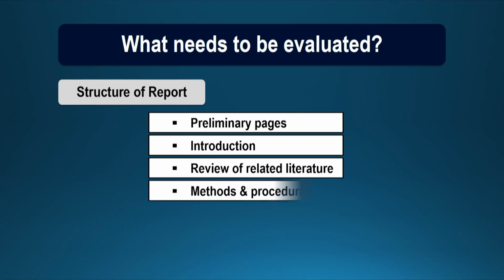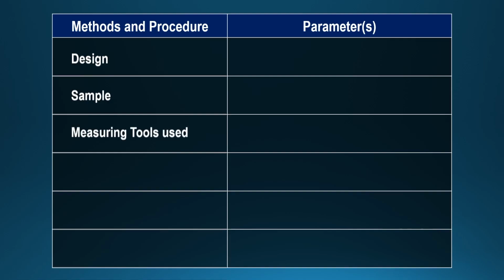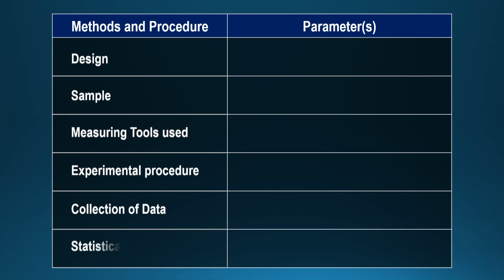The third chapter of the report consists of methods and procedure, which details out the design for the research, the sample for the research, the sampling technique used to select the sample for the study, the measuring tools used in the study, the experimental procedure if it is an experimental study, or the data collection procedure used to collect the data for the study, and also includes statistical techniques used for analyzing the data.